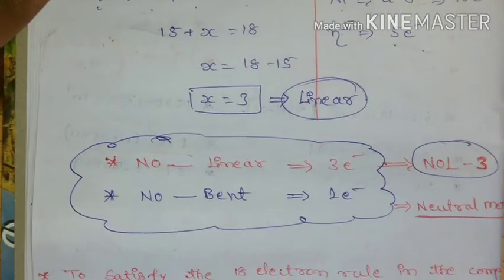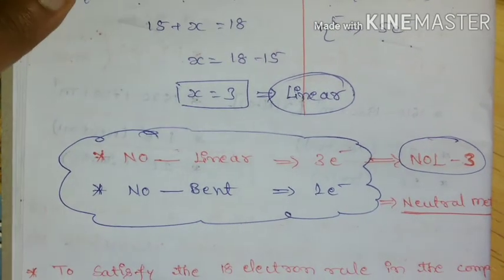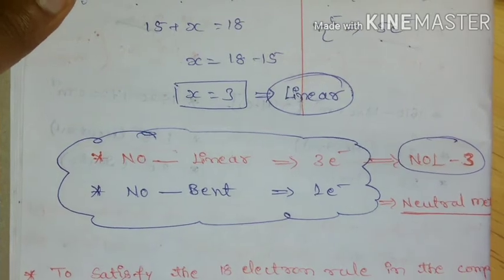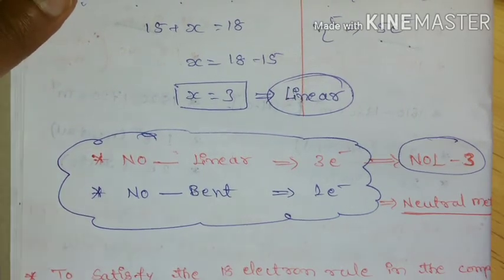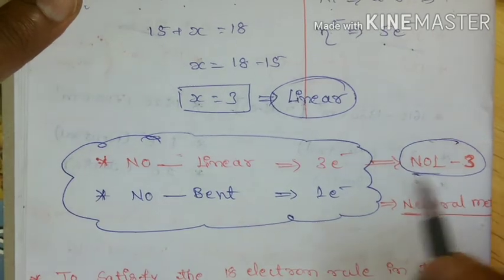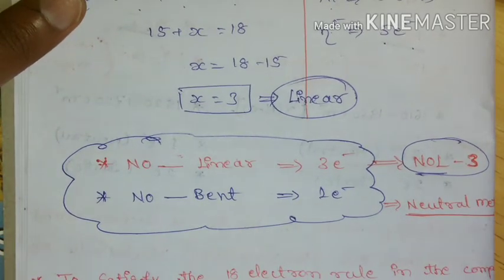One more thing you can remember is that the contribution of nitrosyl ligand in neutral method is NOL 3, NOL 3. So if you remember NOL 3, then obviously bent will be 1. This is the mnemonic you need to remember: NOL 3, that is nitrosyl in linear fashion is going to contribute 3 electrons.